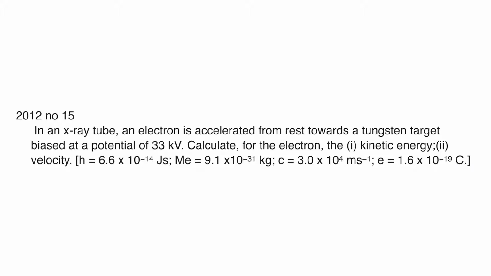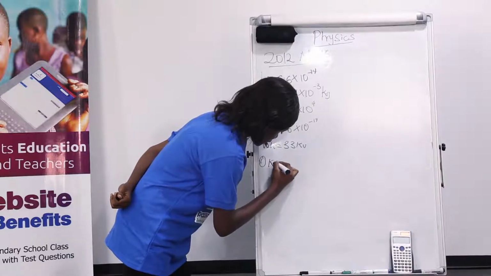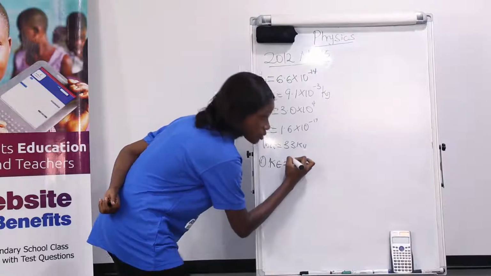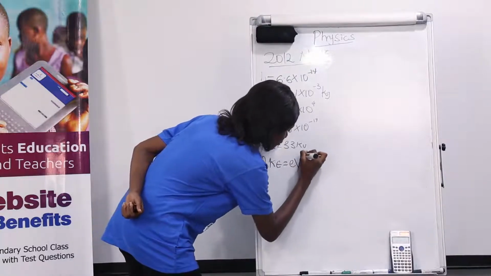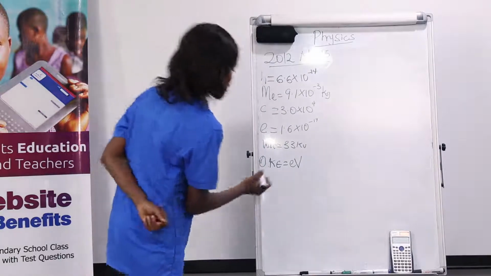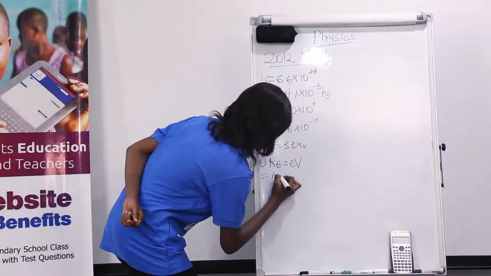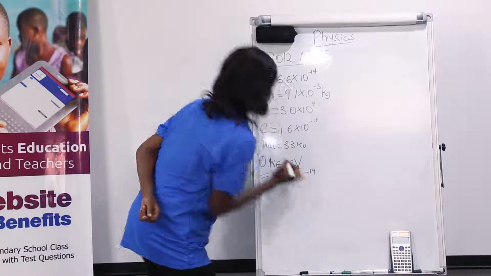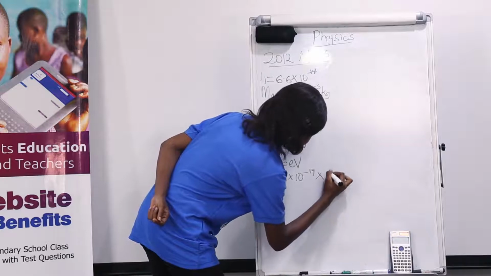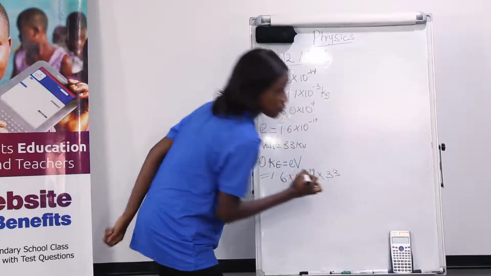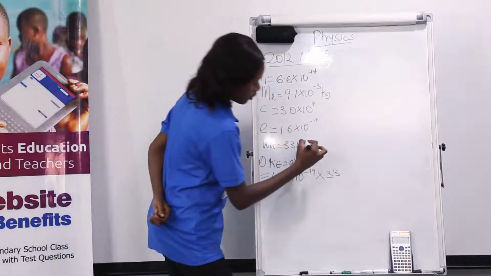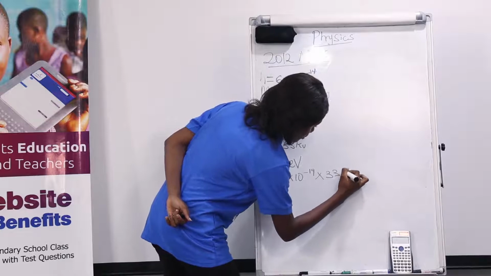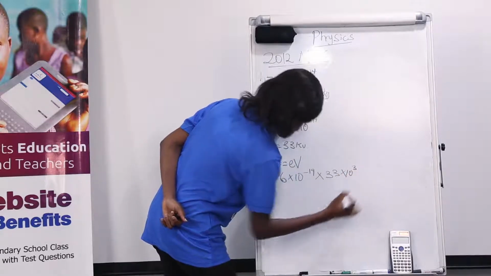And our kinetic energy is given as KE is equals to electron times volts. And we're given our electron as 1.6 times 10 raised to the power minus 19. And our volts is equals to 33 kilovolts. Converting our 33 kilovolts to regular volts, that is 33 times 10 raised to the power 3.